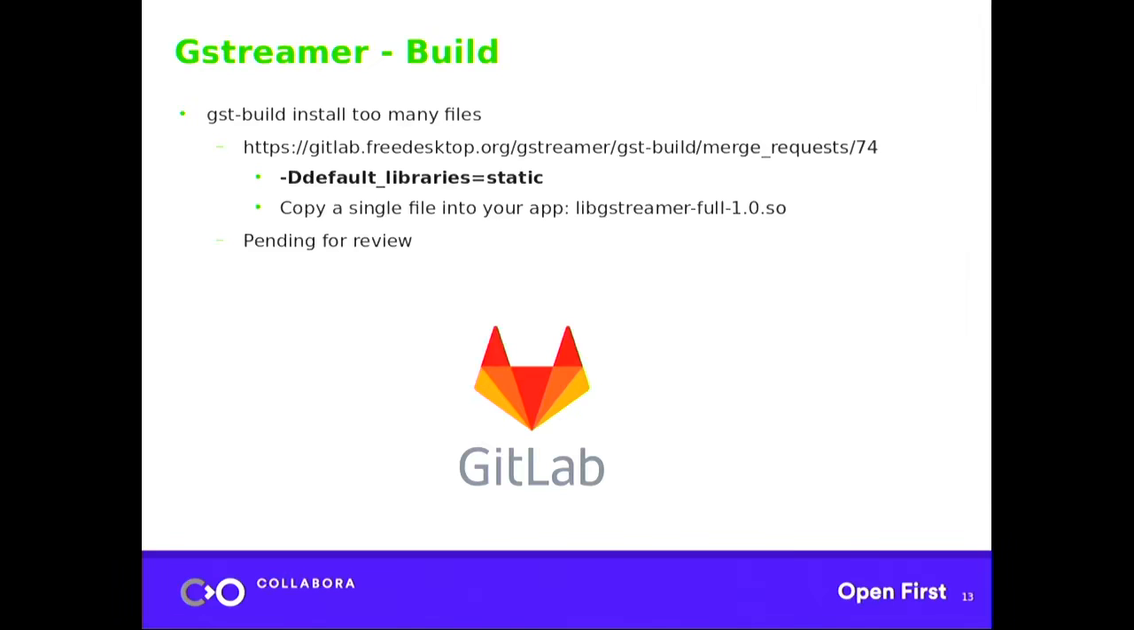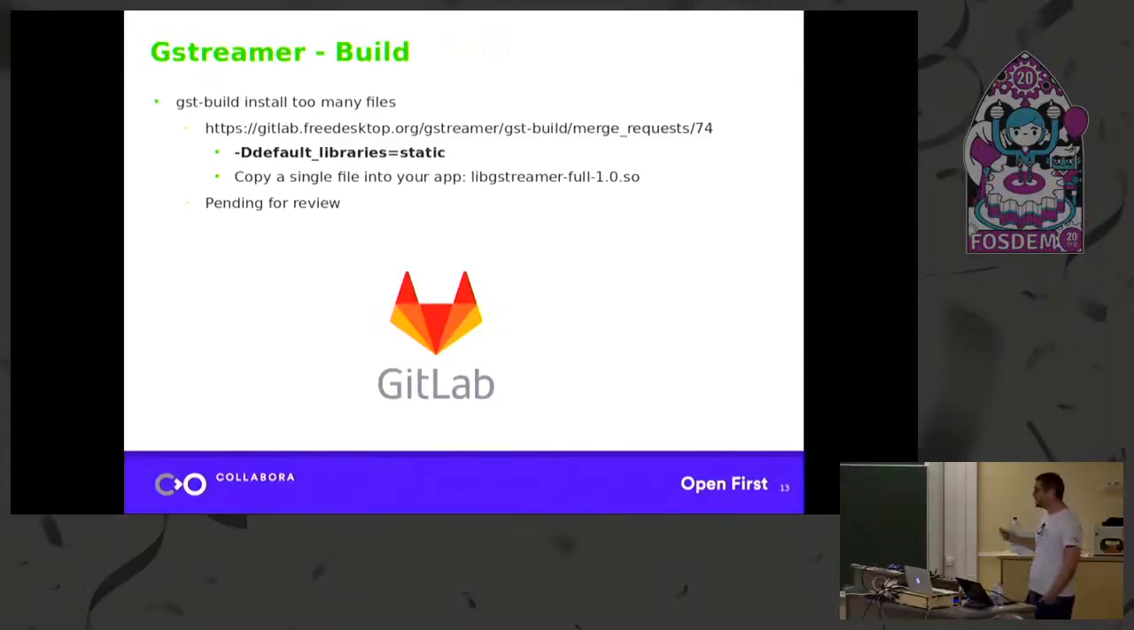developers wants to give it a try. If you build GStreamer with default library equals static, it will build every plugin as a static plugin, and at the end, there's a bit of code added in their Meson file that brings all those static libraries, builds them into a single libgstreamer-full shared library. And it also generates a small C file that registers all the plugins you just built.